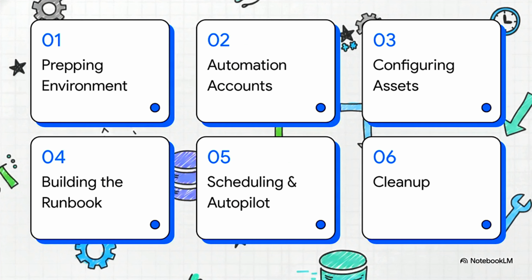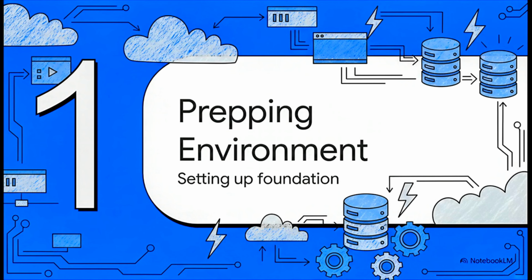All right, here is our flight plan for today. We'll quickly cover prepping your environment, setting up automation accounts, configuring your assets, actually building the runbook, putting it all on autopilot with scheduling, and finally, getting everything cleaned up. So, let's dive right into Phase 1, prepping your environment.